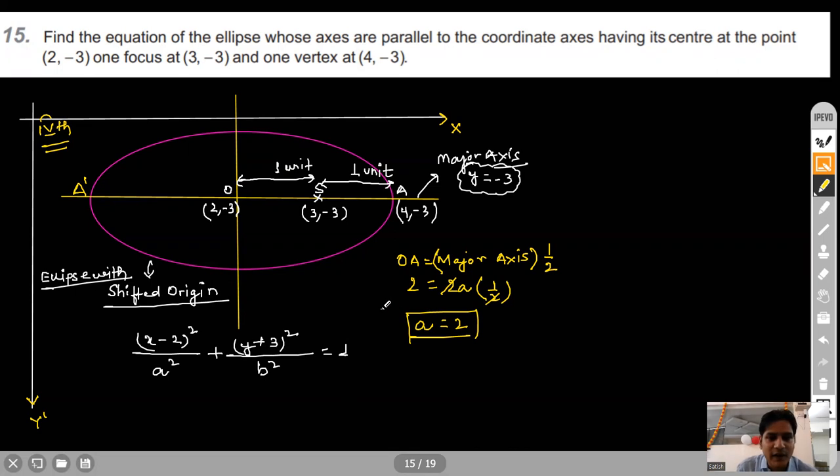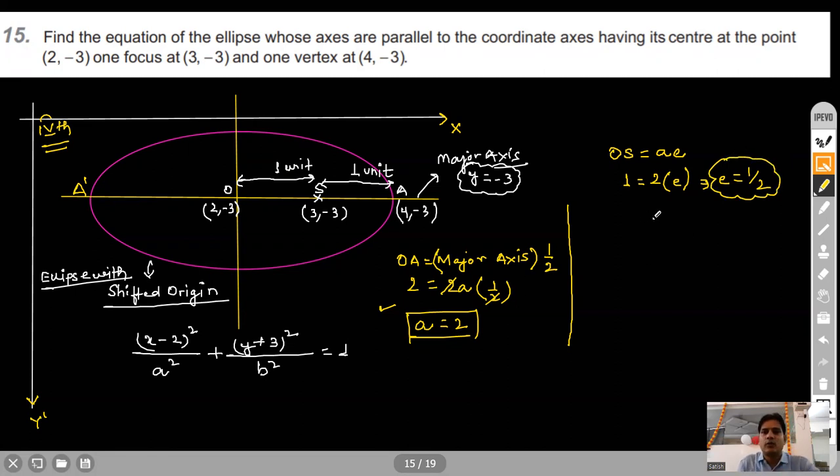Now, we found this value a. We have to find the value of b now. How can we get the value of b? What can we do here? Do we know the eccentricity? If you see this OS distance, it will be equal to ae. And what is this OS distance? This is 1 and a is 2. So 1 equals 2e, and we got eccentricity as 1 by 2.